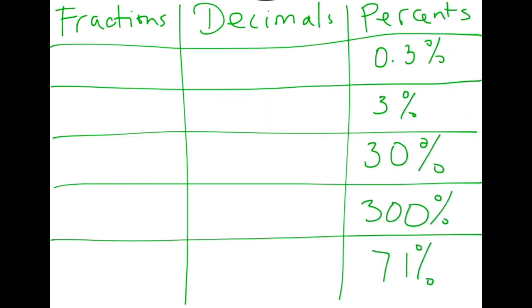Here's the last page, 0.3% as a decimal. I move the decimals 2 places to the left, 1, 2, so I end up with what? 0.3 over 100, which means 3 over 1000 if I multiply by 10.